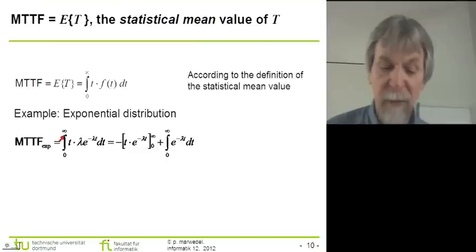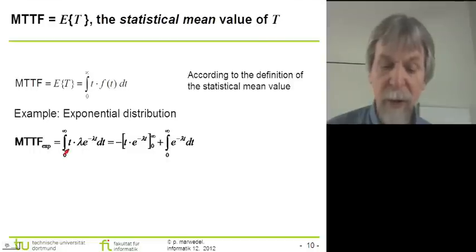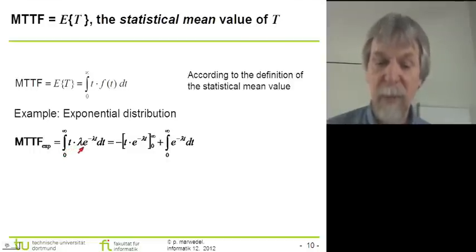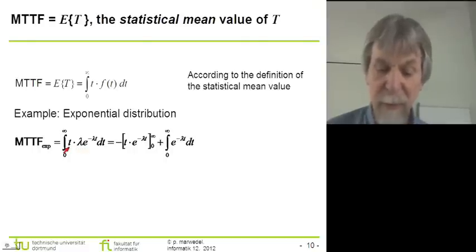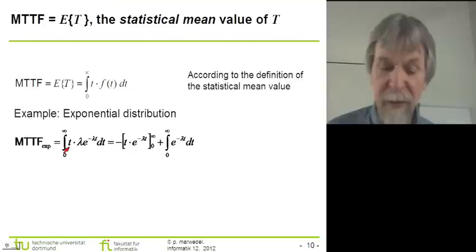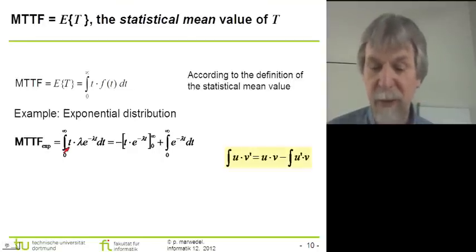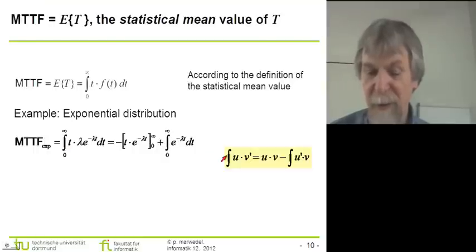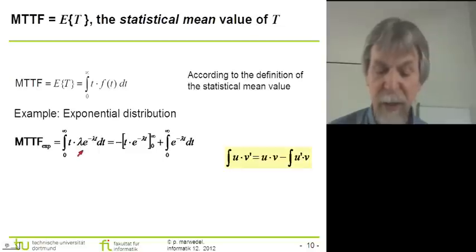We see that we have to solve this integral from 0 to infinity over a function where, in contrast to the previous equations, we now also have this additional factor of t. Now this integral can be solved rather easily if we remember the so-called product rule for integration. So this is the product rule for integration, where the u corresponds to the t, and the derivative of v corresponds to the second factor there.